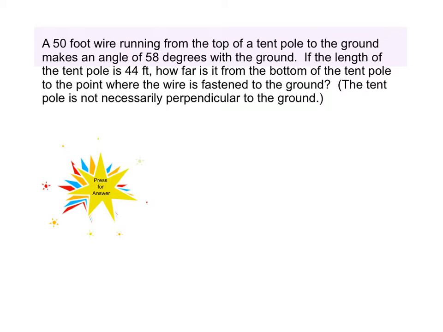Next, I'd like you to try this problem. I have a 50-foot wire running from the top of a tent pole to the ground, and it makes an angle of 58 degrees with the ground. If the length of the tent pole is 44 feet, how far is it from the bottom of the tent pole to the point where the wire is fastened to the ground? And the tent pole is not necessarily perpendicular to the ground. Press pause on your video, give it a try, and when you're ready for the answer, press play.